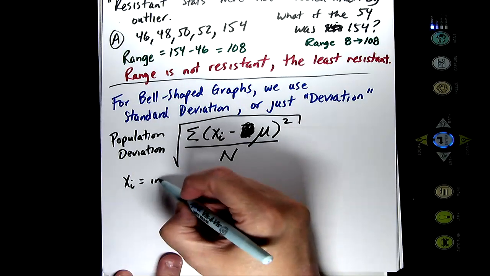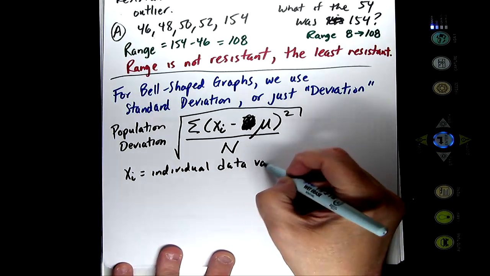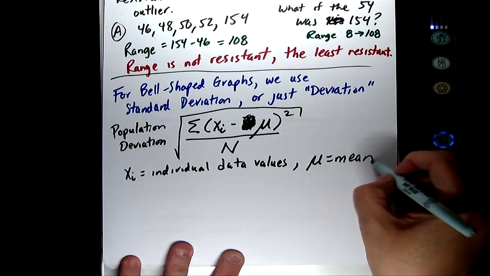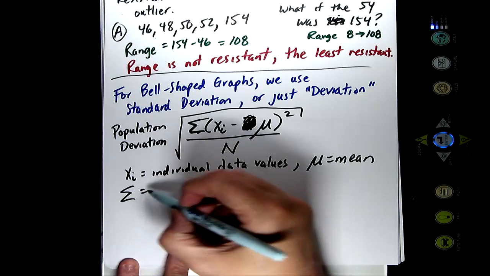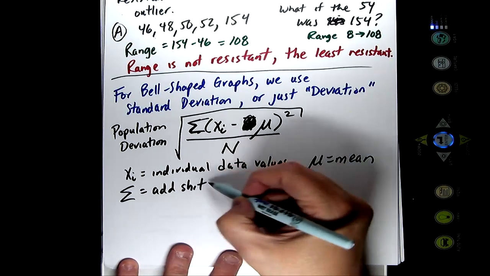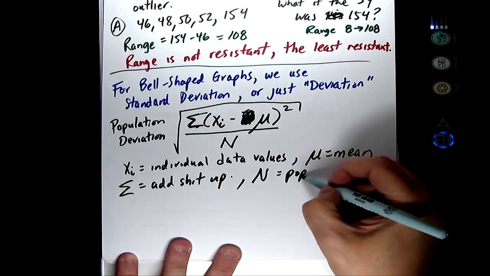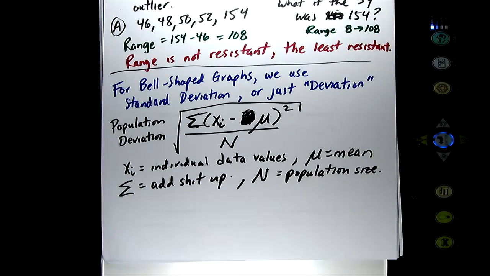Xi is the individual data values. Mu is the mean. The crazy E means add everything up. It's the summation notation. N is population size. That's tedious. And that's the equation you will use when you're finding the population standard deviation.